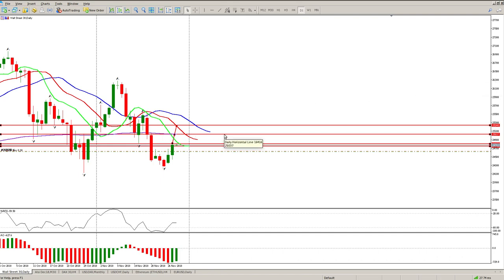So 25037. Don't be too surprised if we actually have another green day today and sort of stop dead at the 200 moving average and then pull back and then get another rally going.